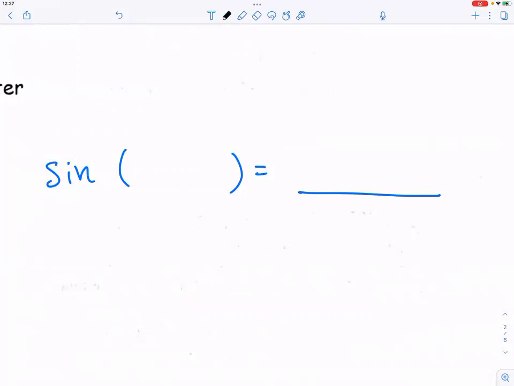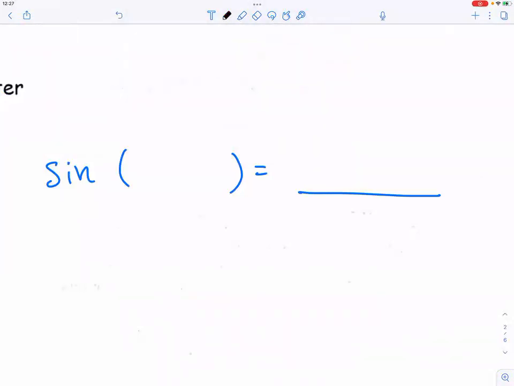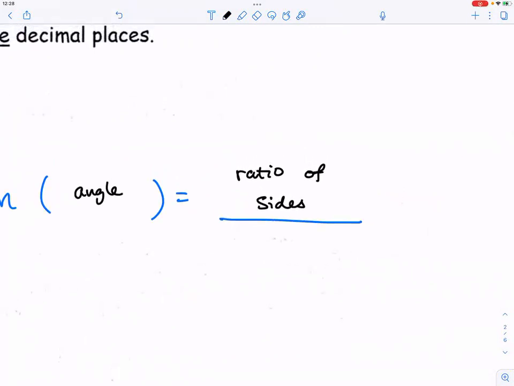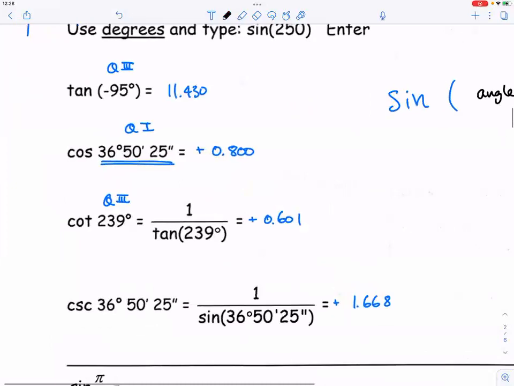So when we have a trig function, this is a function. We'll say sine of something. What is this something? This is always going to be the angle. When you do a trig function, it's always a trig function of an angle, and that results in the ratio of sides. Whatever sides we have to do with the trig function. If it's a sine function, then the ratio is going to be opposite over hypotenuse.